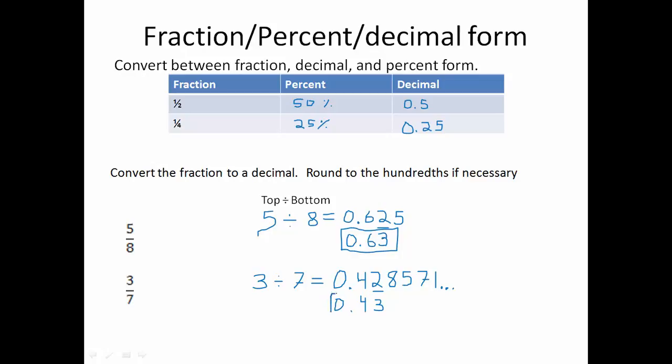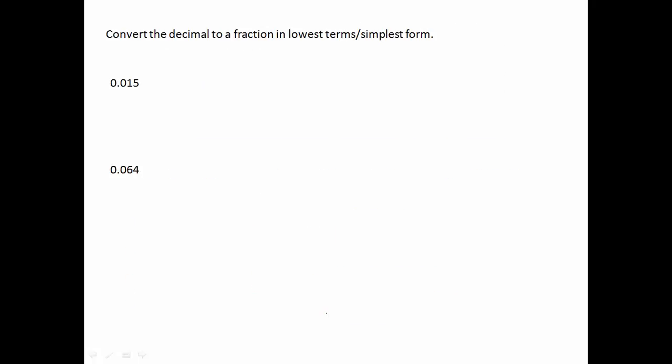Alright, so that's the process for converting a fraction to a decimal. What about going the other way? Let's take a look. We want to convert the decimal to a fraction in lowest terms or simplest form. Those two mean the same thing, by the way. Lowest terms or simplest form are just ways of saying the same thing.